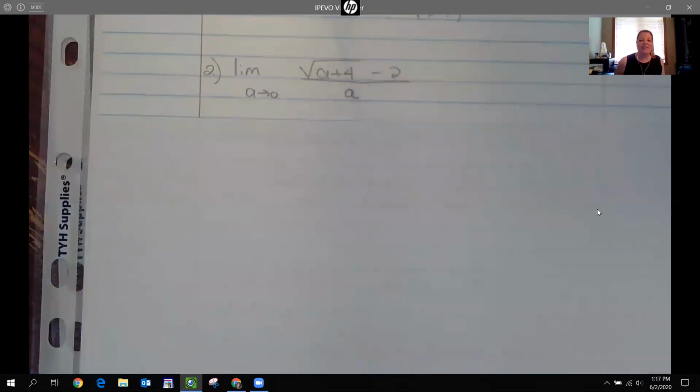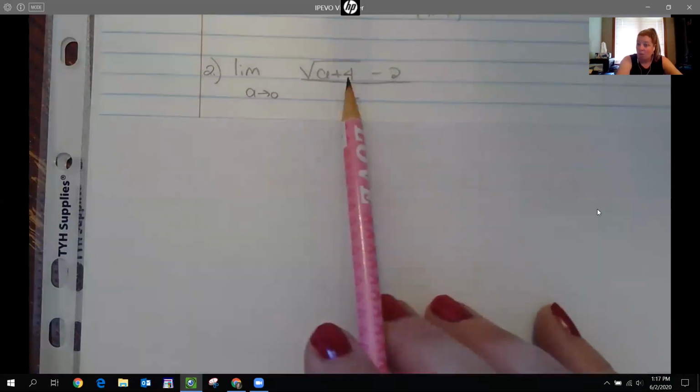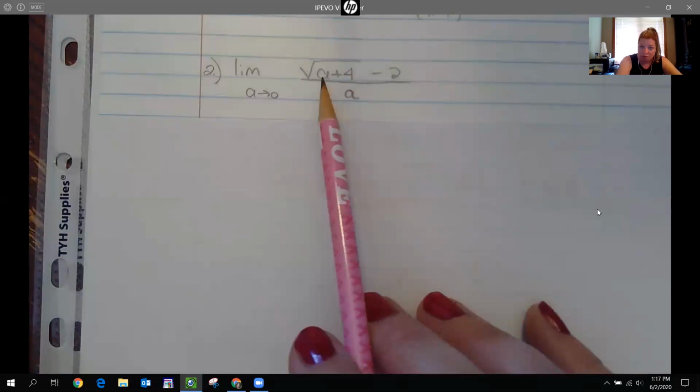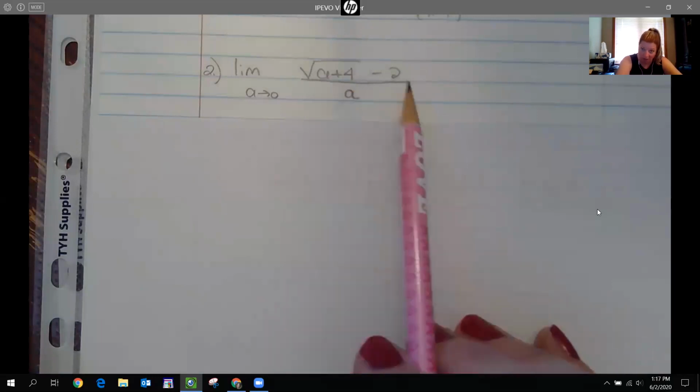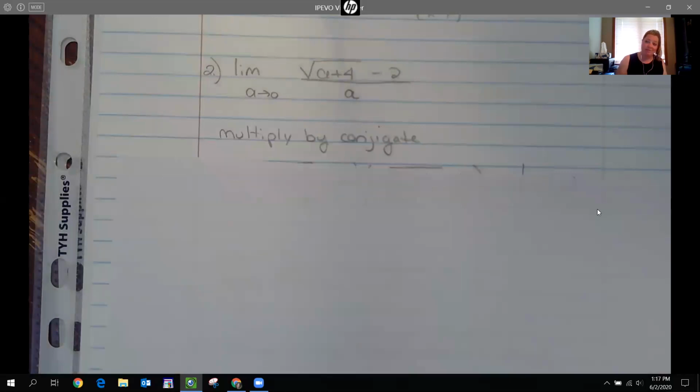So if I look at this one, of course I used an a instead of an x just because I can. As a approaches 0, okay, well we're going to put our 0 in. 0 plus 4 is 4. Square root of 4 is 2. 2 minus 2 is 0 over 0. So this is indeterminate form, okay? But we can't factor this.